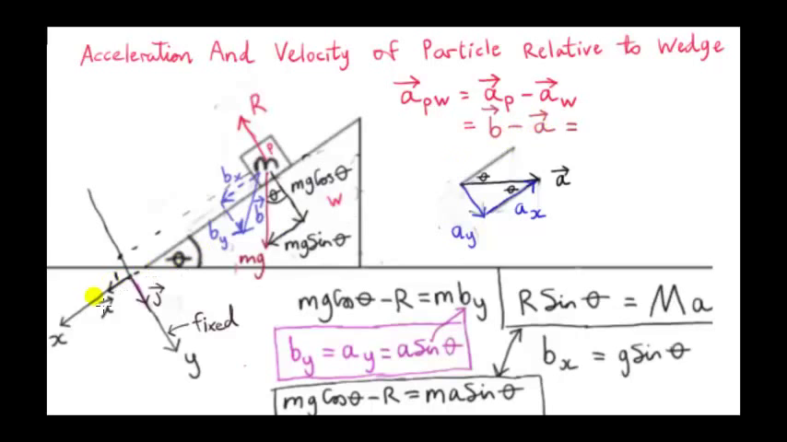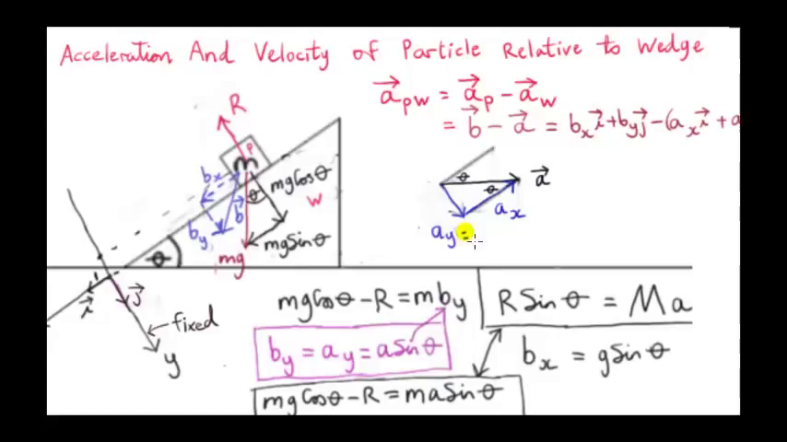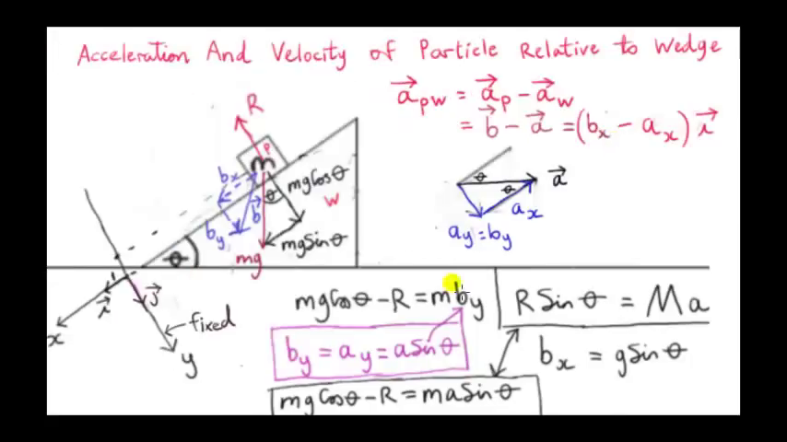Now let's write b and a in terms of i and j unit vectors. Well, b we know is just bx i plus by j. And as for a, we can write that in terms of its x and y components: ax i plus ay j. But we've seen that ay is just equal to by. The y components of the acceleration of the particle and the wedge are the same, so these cancel out. So you see, we only have to subtract the x components.